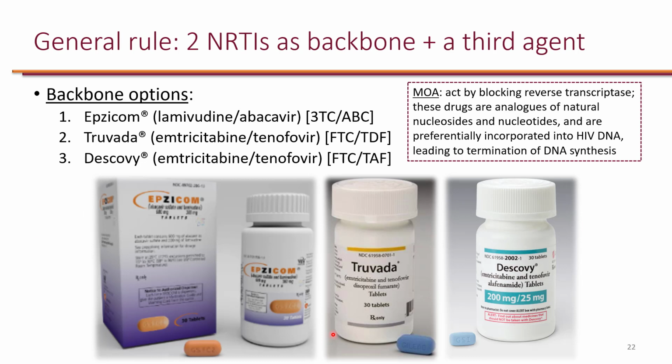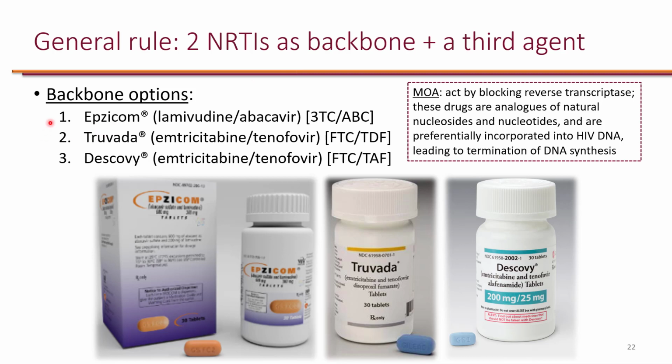Now, generally speaking, the majority of first-line regimens that are recommended follow this rule that you need a backbone plus a third agent. So we use 2 NRTIs, or 2 nucleoside reverse transcriptase inhibitors, as a backbone plus a third agent. It's important to have this combination in order to prevent HIV from developing resistance.